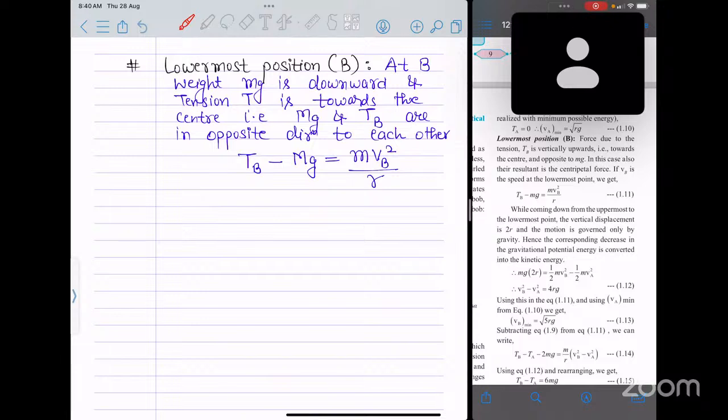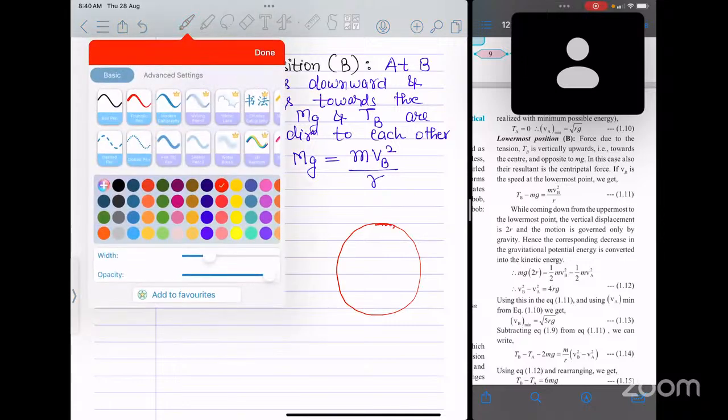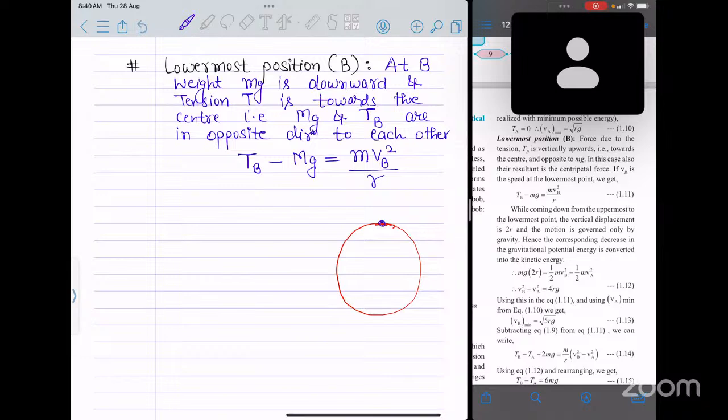Work done is equal to change in kinetic energy. So we will apply the work energy theorem in this case, which will connect two different velocities together, which is the velocity at point A and the velocity at point B. So speed at point A is, let's say, VA, and speed at point B is, let's say, VB. The object is going in anti-clockwise sense.